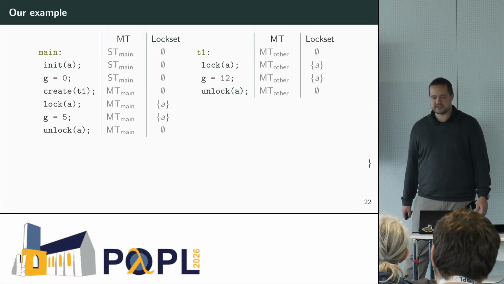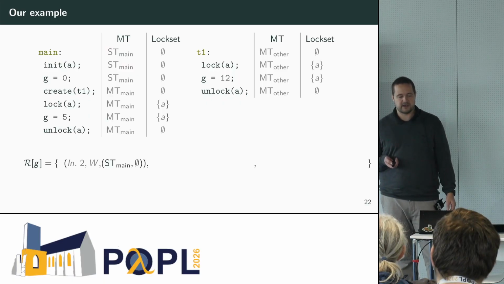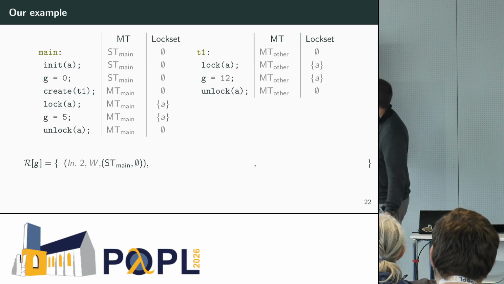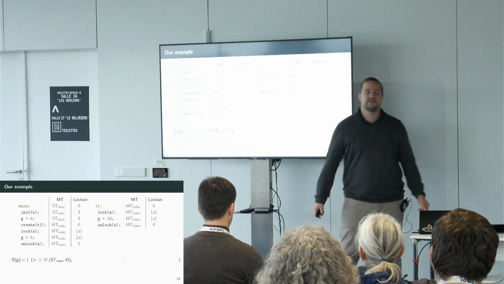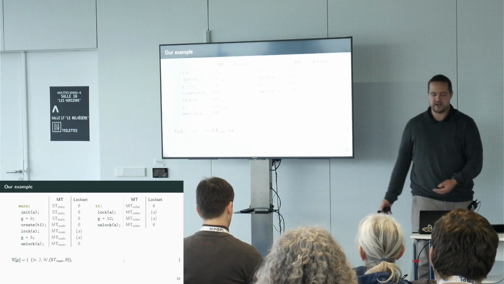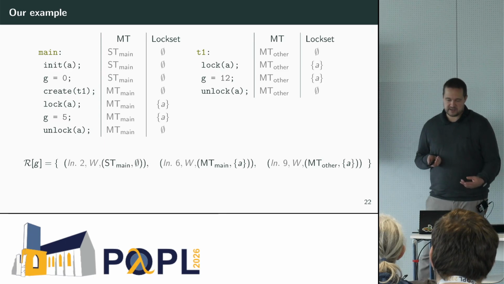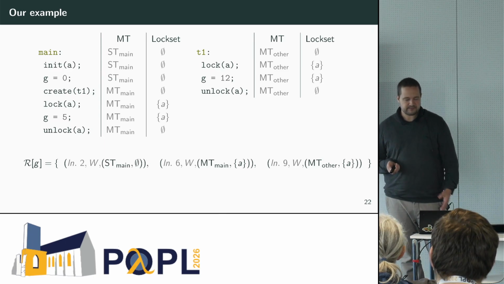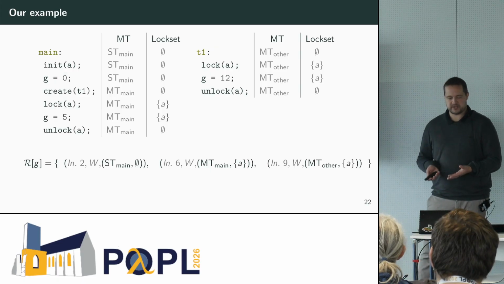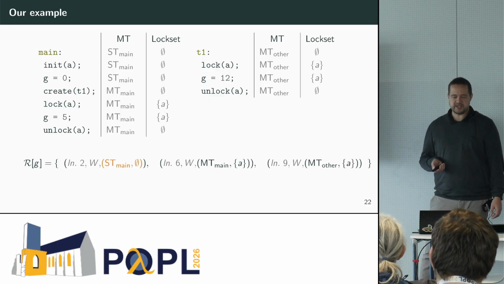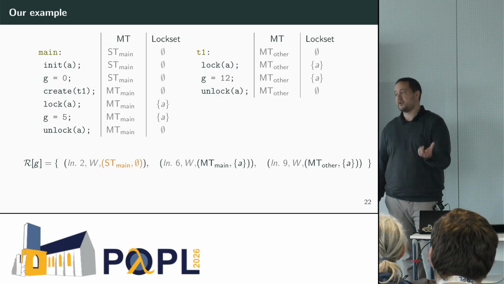Let's take a look at our example again. So during this accumulation of accesses, we may find that we have an access in this line 2, which is a write, and then we have the digest information that's associated with this, so main thread in single-threaded mode and no lockset. And we do the same for this other access in line 6 and the access in the other thread. And after we have computed the result here, we then go in and try to check pairwise whether these things may race. And we first start off with this st_main, and we check whether it may race with itself.